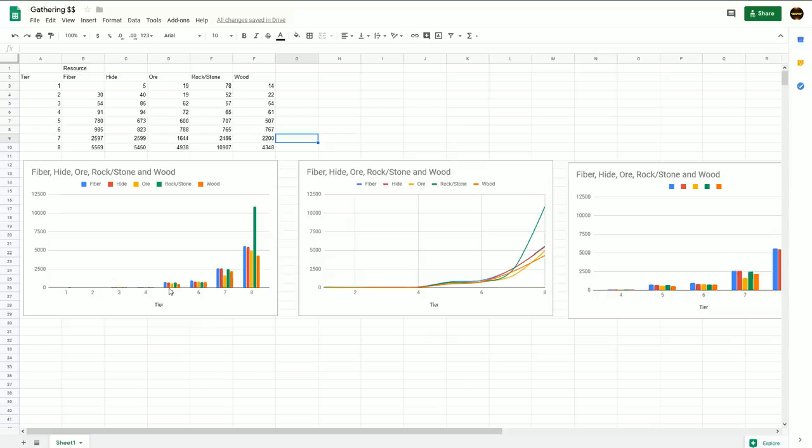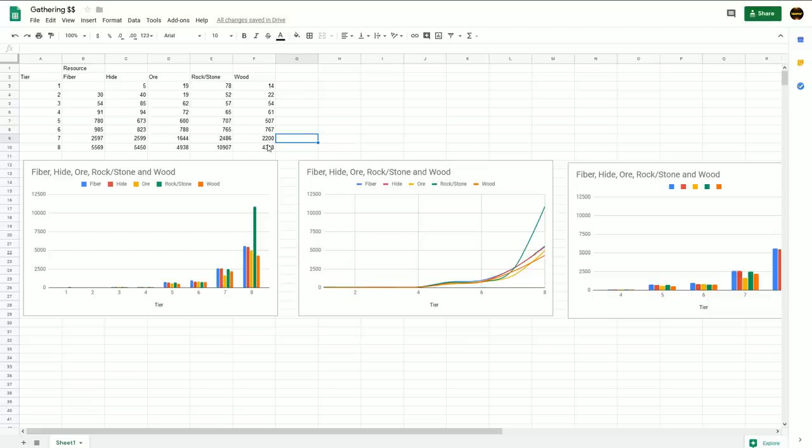And we're going to show you guys the difference in profit that you can really make. Because with fiber, you're making a great profit at tier 8 compared to ore and wood. Wood is actually the lowest at tier 8. I would say it's one of the safest to gather, to be honest.